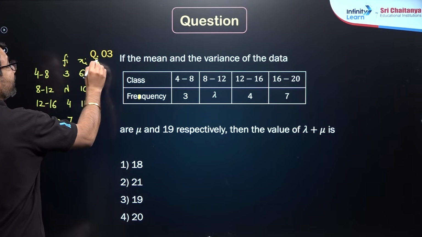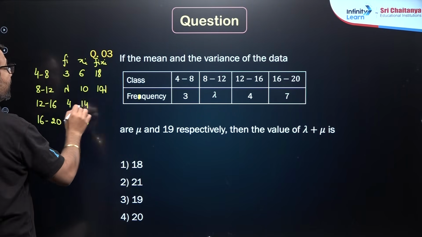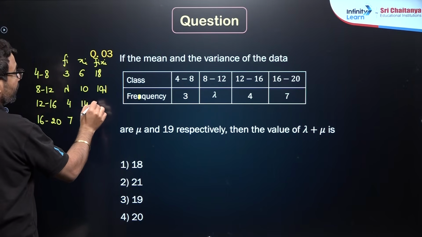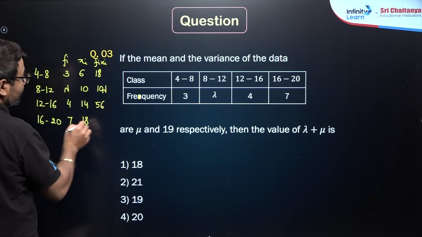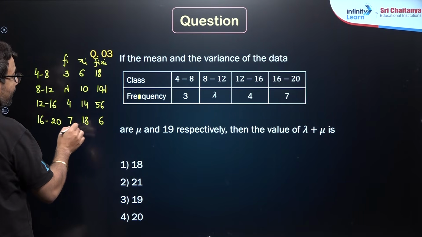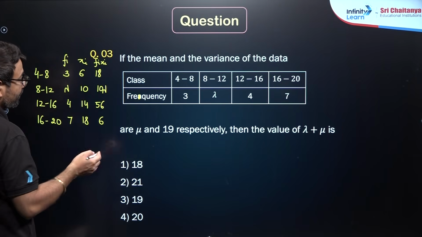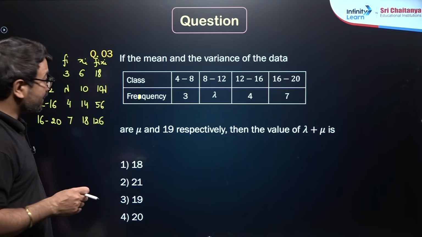Now I will find Fi into Xi. So here it will become 18, here it will become 10 lambda, here it will become 14 into 4, which is 56, and then here it will become 18 into 7. So 8 7s are 56, and then 7 1s are 7, 7 plus 5, you will be able to get 126. I hope you are able to understand this.